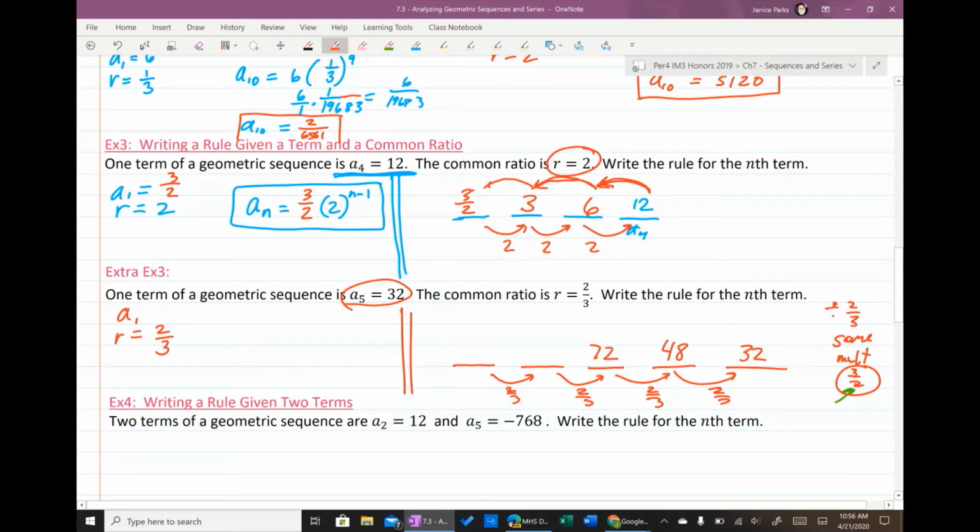72 divided by 2 times 3. And 108 divided by 2 times 3 is 162. So this is the first term. That's the second term, third, fourth, and the fifth. And so the first term is 162. So my formula is 162 times 2/3 to the n minus 1 power.